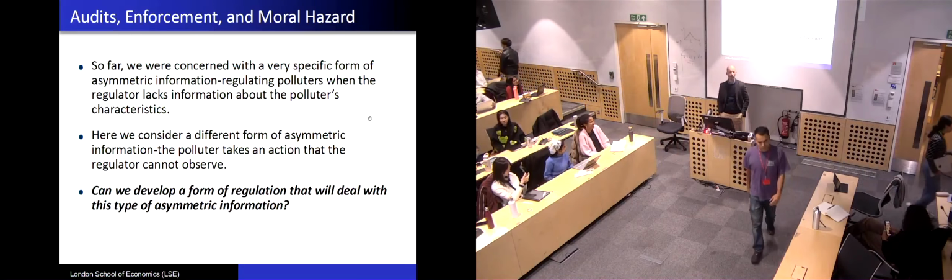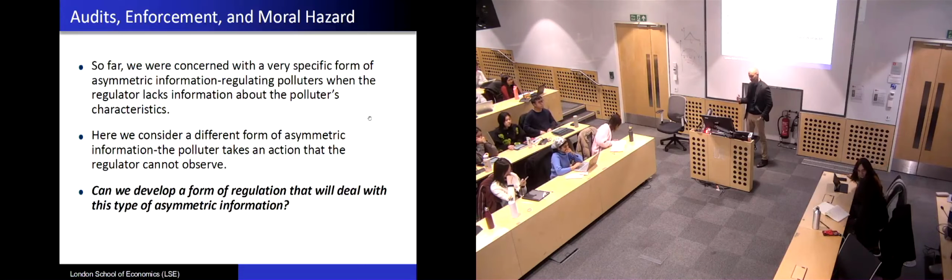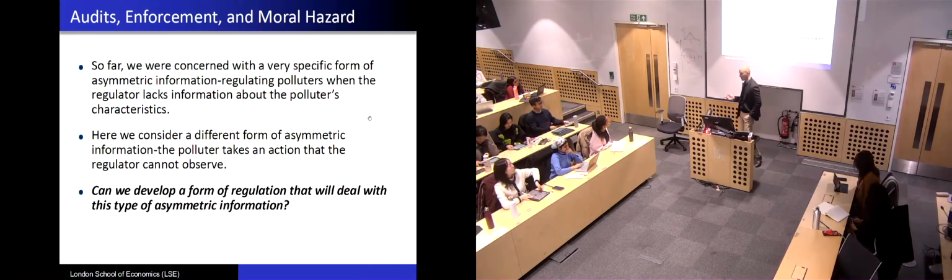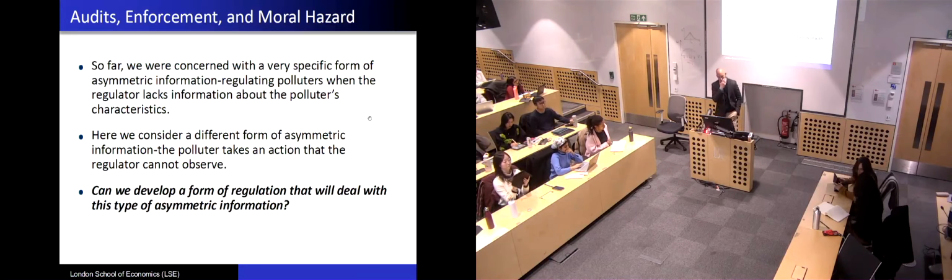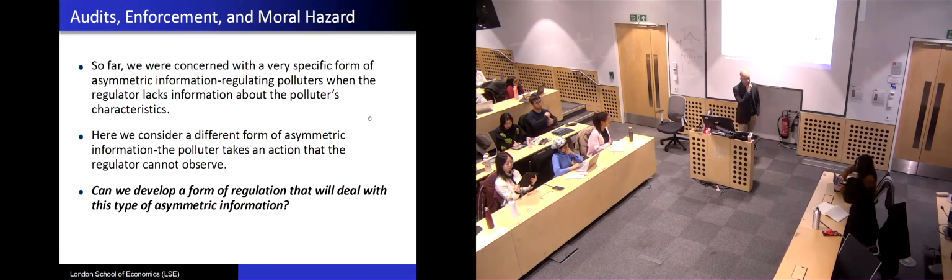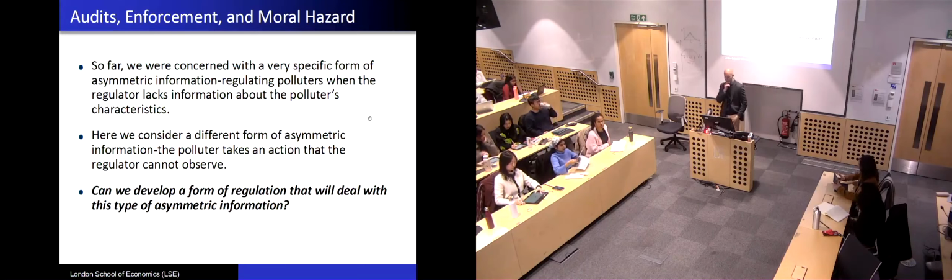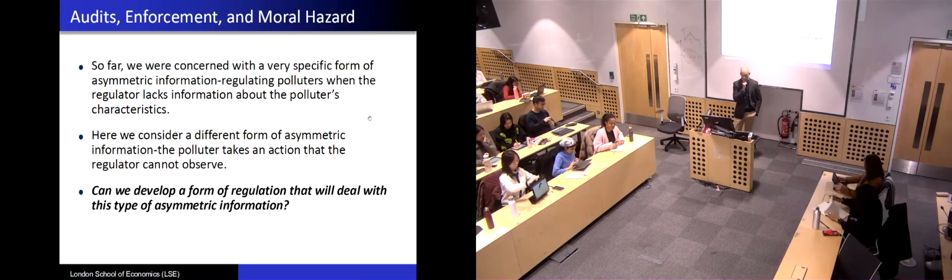So far we talked about a very specific form of asymmetric information, where when regulating polluters, regulators lack information about the polluter characteristics, whether it's a high or low cost firm. Now we're going to consider a different form of asymmetric information, where the polluter takes an action that the regulator cannot observe. And we're going to try to see whether we can develop a form of regulation that will deal with this type of asymmetric information.